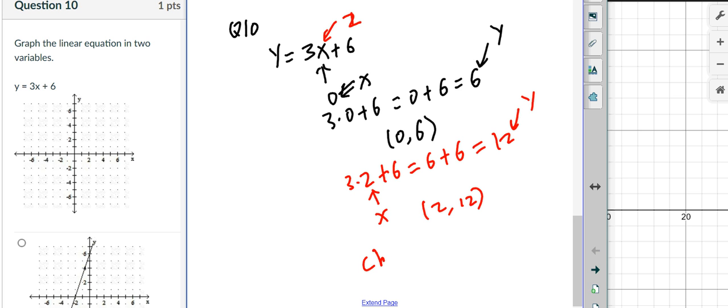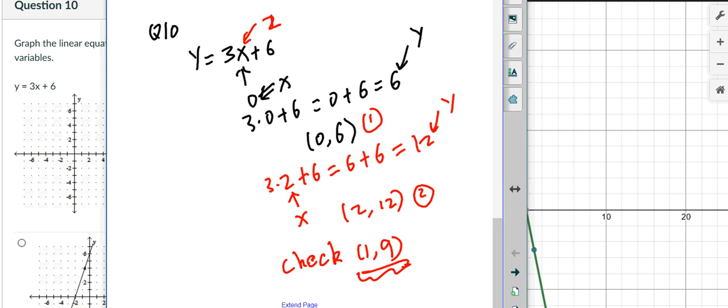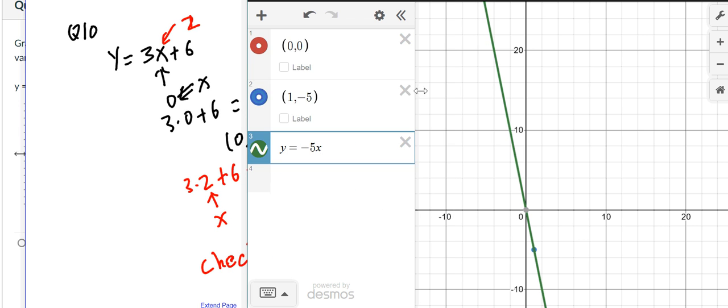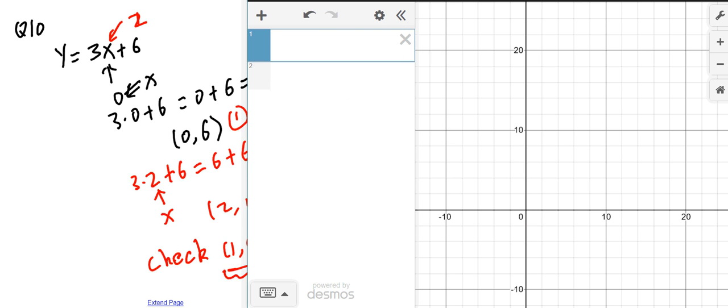So let's later check. 1, 9. You plug in again 1 here, 1 times 3. 3 plus 6, you get 9. So let's first, this was the second point. This was the first point. This is our checkpoint. Okay? So let's do that. I want to input all those values here. Eliminate the things we did here. First point, 0, 6. You hit the enter.